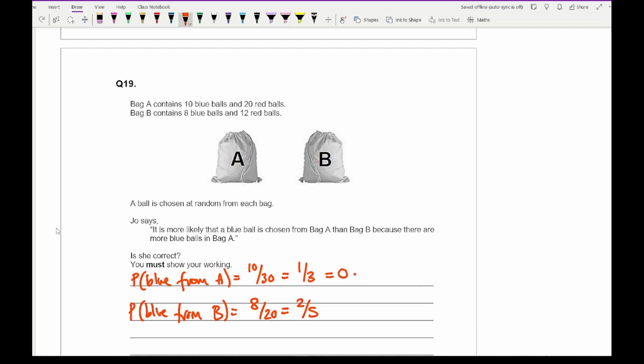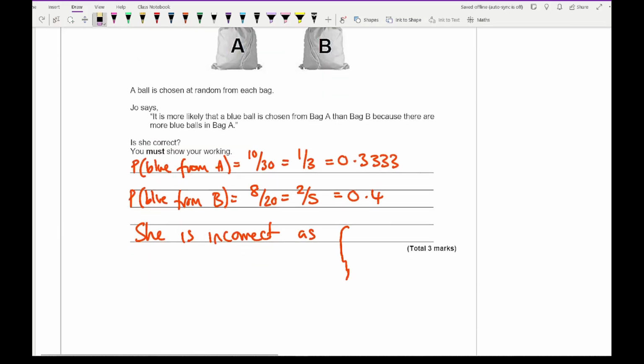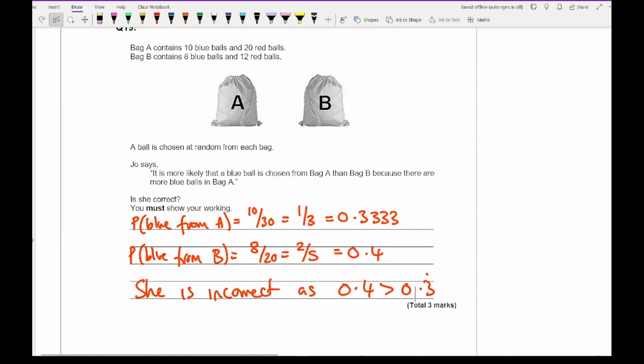So this is 0.3333 recurring, and this is going to be 0.4. So a blue ball is more likely to be chosen from bag B than bag A, which means the statement is incorrect. So she, or is it she? Yes, she is incorrect. And the reason for that is because 0.4 is bigger than 0.3 recurring. And that is the end of this video.